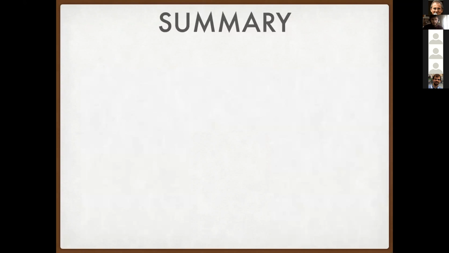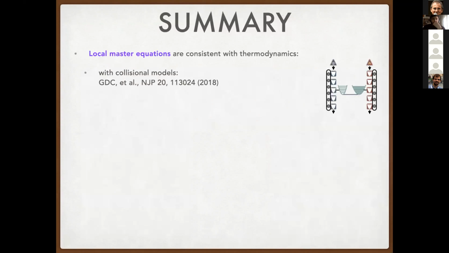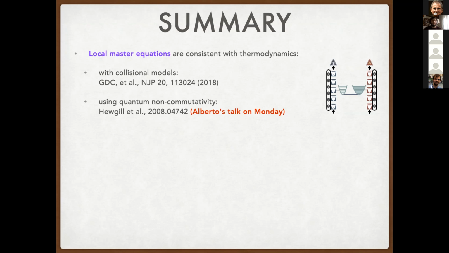Okay, and that's my summary. So I've told you very briefly about local master equations and their consistency with thermodynamics. This can be demonstrated with collisional models that we did in a paper a couple of years ago. This can also be done without invoking collisional models and using just non-commutativity in quantum theory. And if you have missed Alberto's talk, go back and check on it.